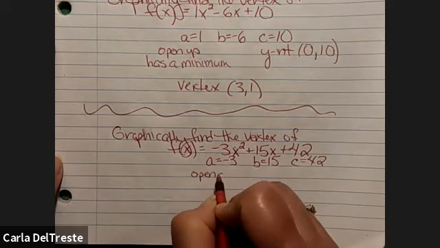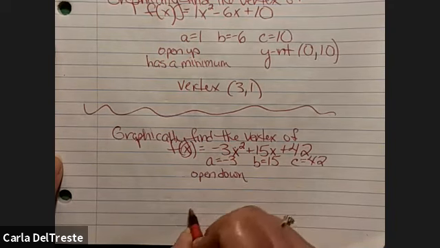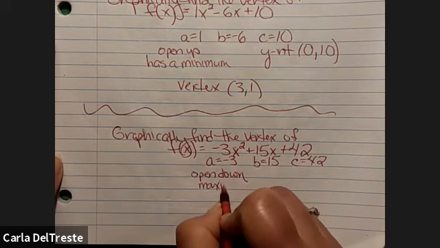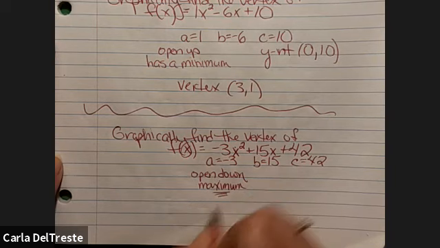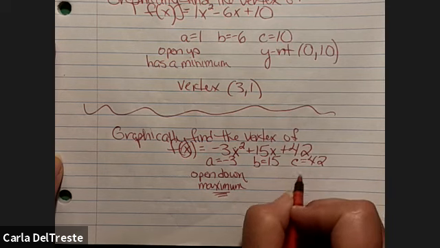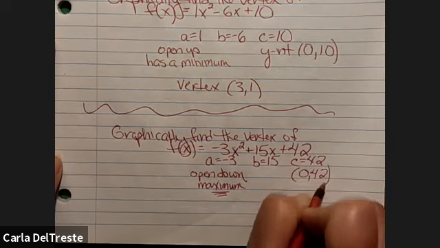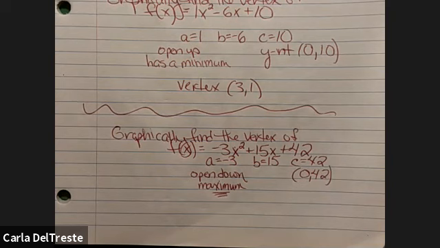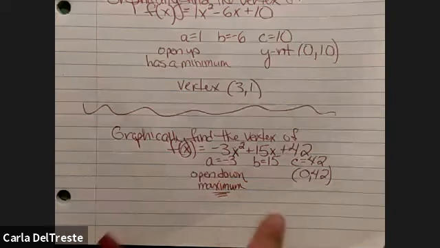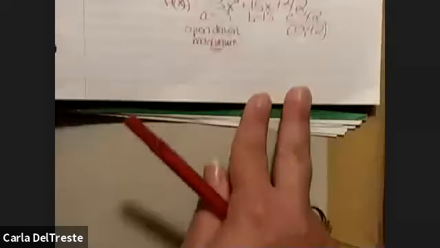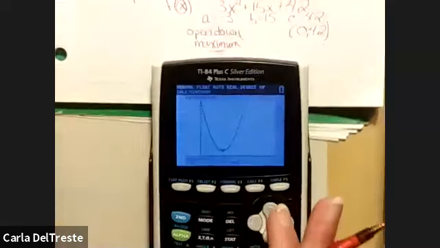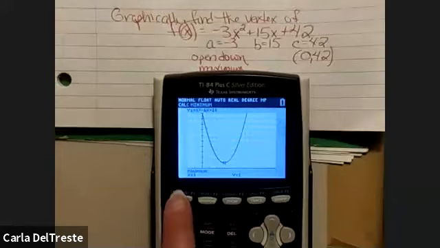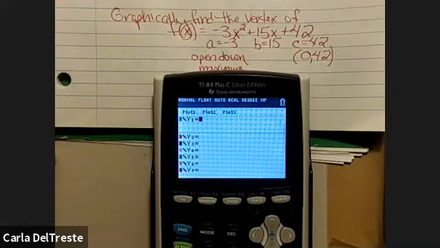This tells me that it must open down, which means I have a maximum, okay? And this means that the y-intercept is the point (0, 42). This is going to help me when deciding my window. So now, with this information, I'm going to go back to our calculator. In y equals, I'm going to clear out what we have there, and I'm going to type in negative 3x squared plus 15x plus 42.